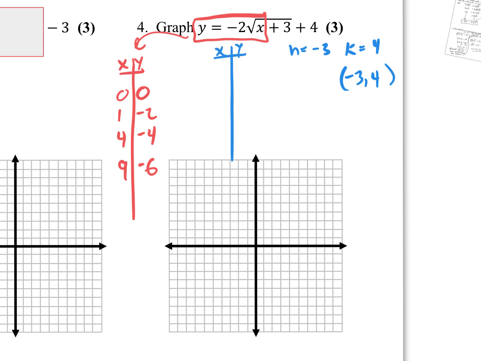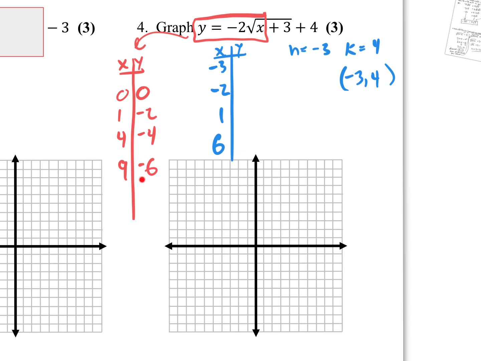So instead of 0, 0, let's go with the left side, right? Instead of 0, what is 0 take away 3? 0 take away 3 is -3. Instead of 1, what's 1 take away 3? Oh, that's -2. Instead of 4, what's 4 take away 3? Oh, that's 1. Instead of 9, what's 9 take away 3? Oh, that's 6. Now let's do the y's.